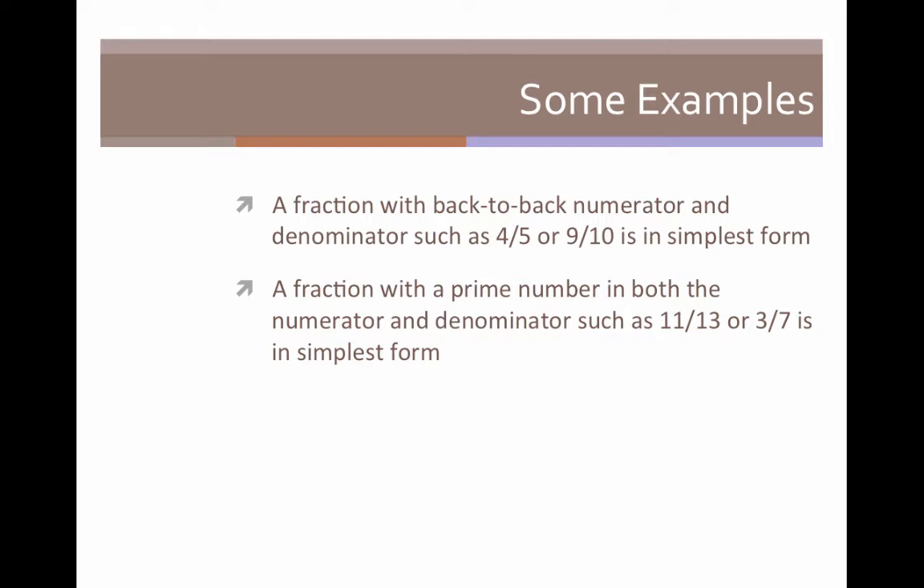Another example of a fraction in simplest form is when you have both a prime number in the numerator and denominator, such as 11/13 or 3/7. 11 and 13 are both prime numbers, so 11 and 13 won't have any greatest common factors other than 1. Same with 3 and 7. Since they're both prime numbers, the greatest common factor will be 1, and those fractions are in simplest form.